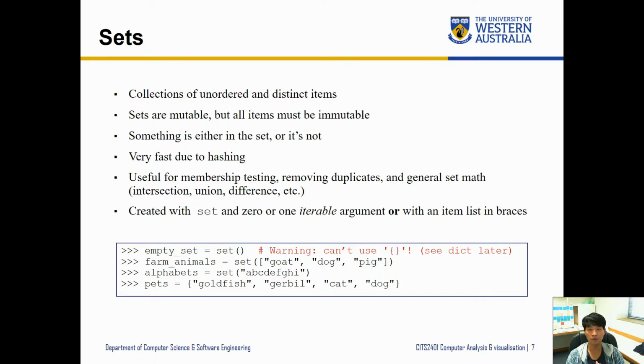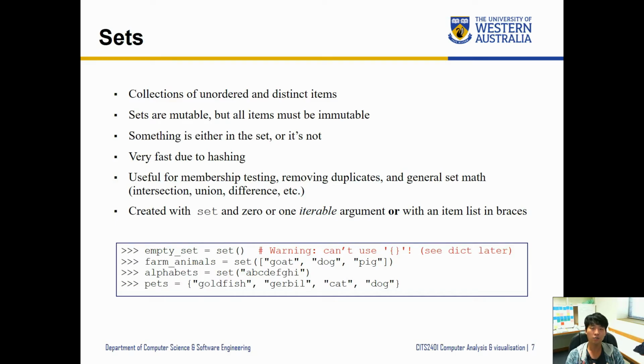That's a very clear distinction, but this kind of applies in lists and tuples as well. You can't have maybe in the set or maybe not in the set. This is very fast due to hashing. If you're not familiar with the term hashing, you could look it up. However, it is not a requirement in this unit, so you don't have to fully understand what hashing does.